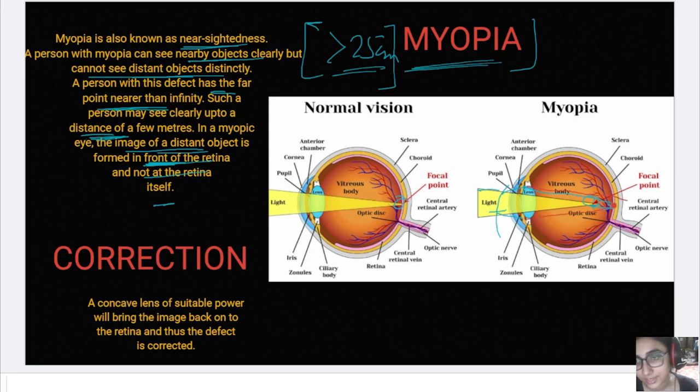So you're understanding, right, that the importance of the diverging lens here is that we first diverge the light rays so that the light travels a little bit more distance and bridges this gap that was formed between the retina and the initial image. So diverging lens we know is the concave lens. So a concave lens of suitable power will bring the image back onto the retina, and thus the defect is corrected. Okay.